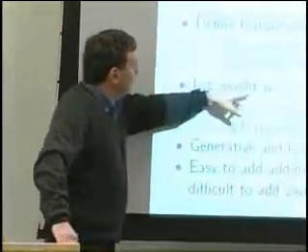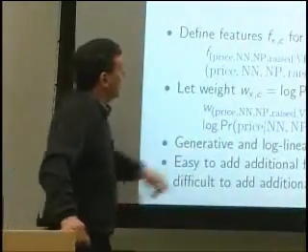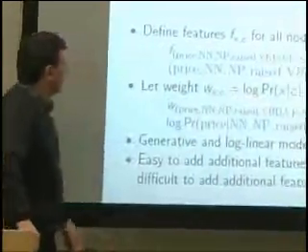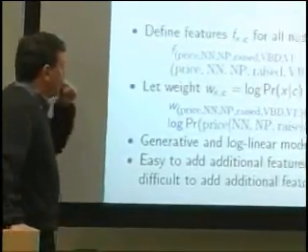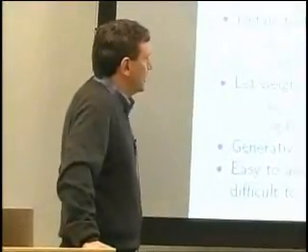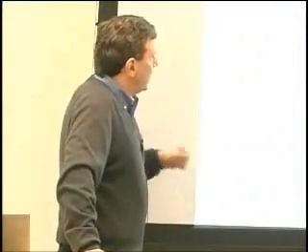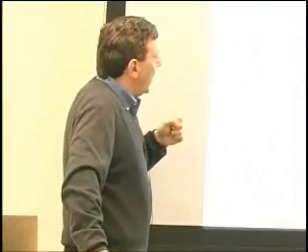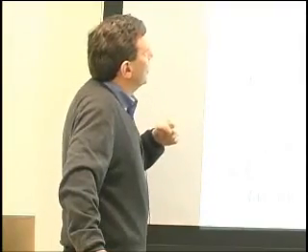Then if I assign that feature a weight, which is the log probability under the old generative model, it's actually possible to show that the generative and the log-linear models define the same probability distribution. The big difference is that it's easy to add additional features to the log-linear model, but it's very difficult to add them to the generative model.